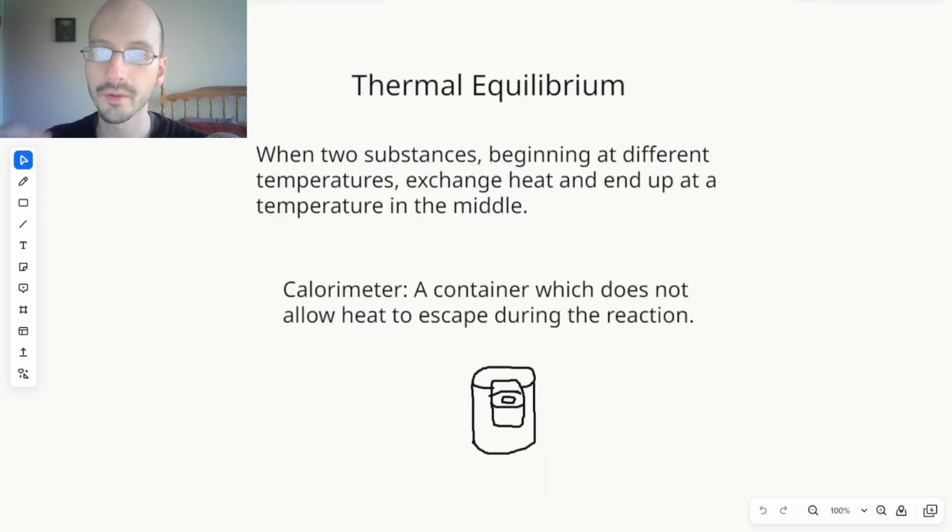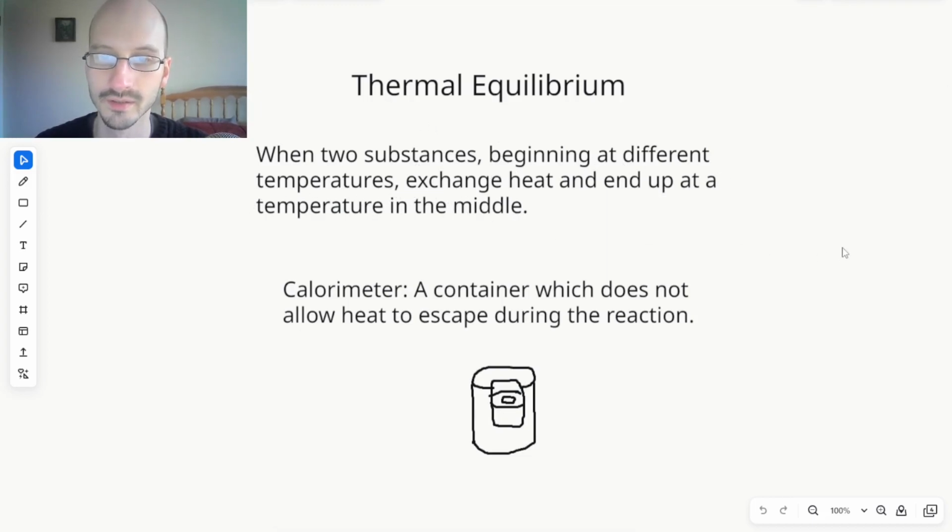Okay, now thermal equilibrium. This is a phenomenon that comes about when two substances at different temperatures come into contact with each other, and heat flows from the warmer object to the cooler object until they both end up at the same temperature. So two substances beginning at different temperatures exchange heat and end up at a temperature in the middle.